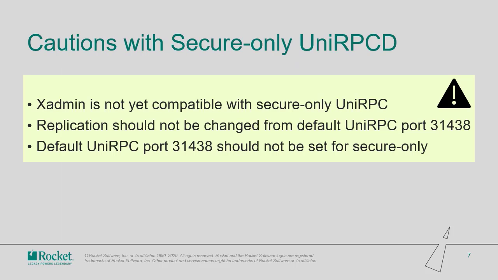Just a few words of caution here with the secure-only UniRPCD. Xadmin's not yet compatible with a secure-only UniRPC. Once we get this out and something beyond just a hotfix release, we'll have that issue addressed. Replication, don't change the port from port 31438. That would just render replication unusable. Again, something we'll have to address in the future since this is brand new. Default port of 31438 for the UniRPCD should not be set for secure only, so just pick a different port if you want secure-only UniRPCD.